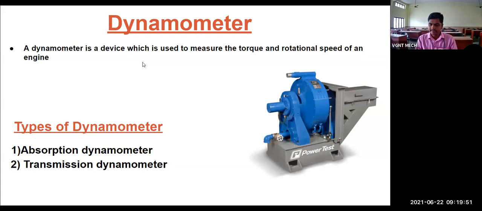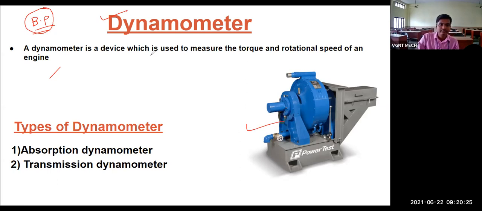So, last class we discussed the dynamometer. Okay, so we have already started this part in our last class. So, why are we using this dynamometer? We are using this dynamometer to calculate the brake power of the engine. This is an example of a dynamometer that you can see here.